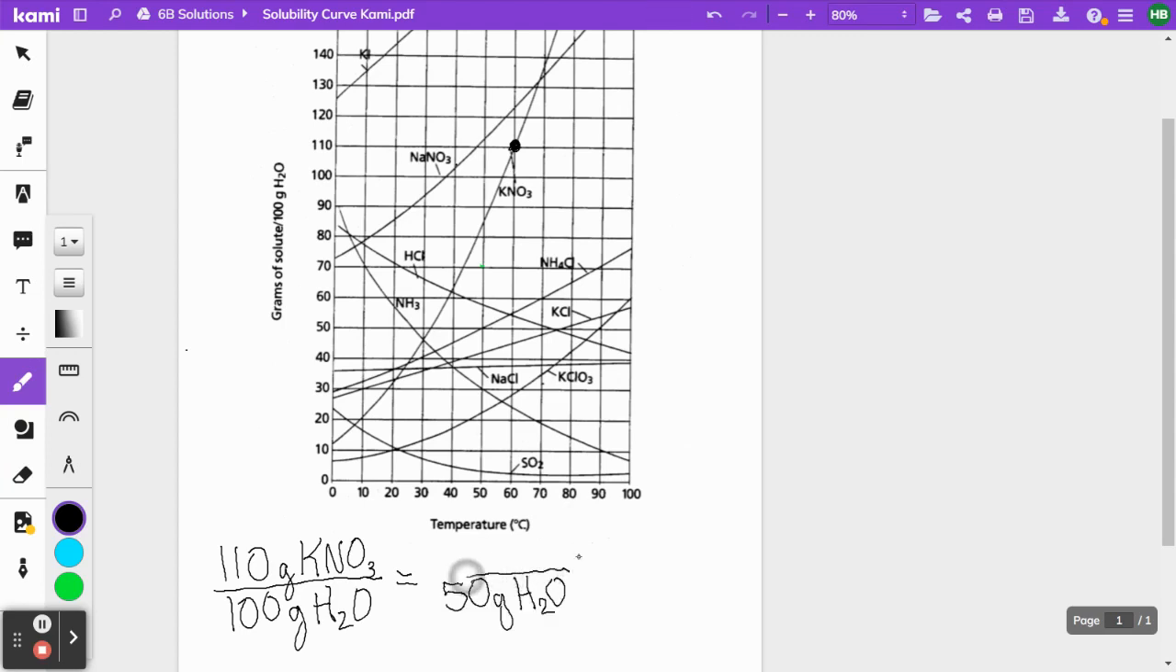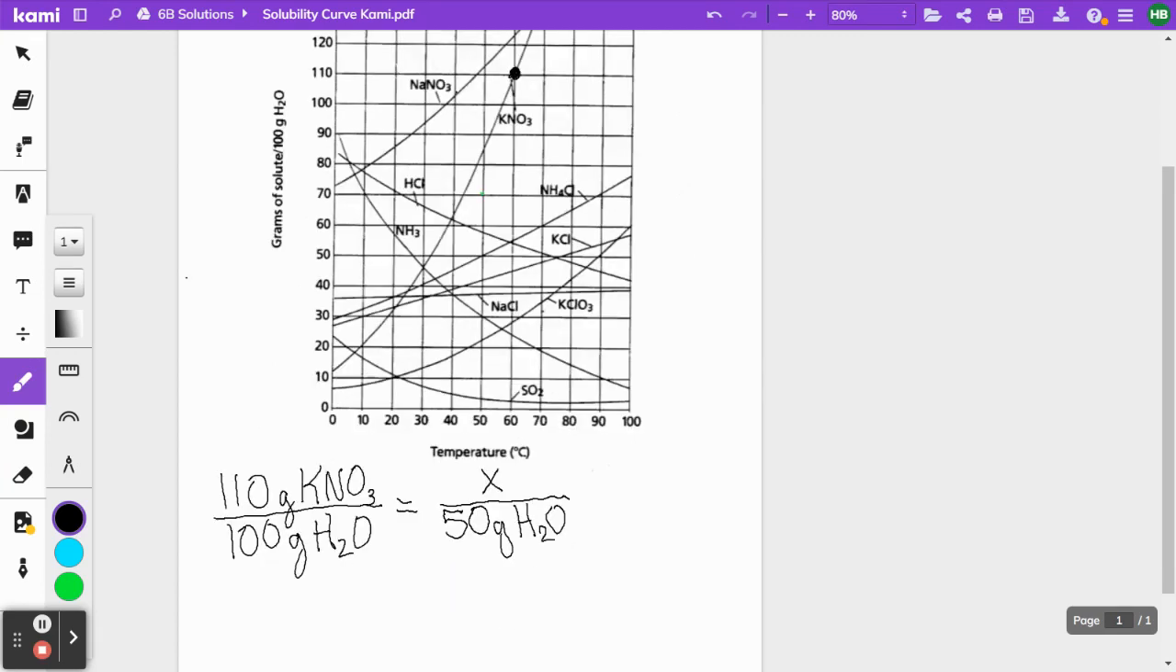This time we can use X in a ratio. So you'd multiply each side by 50 and you would solve for 55 grams of KNO3 would dissolve in 50 grams of water. So this is how we make a ratio. Everybody make sure you write that down. That's the strategy for making a ratio.